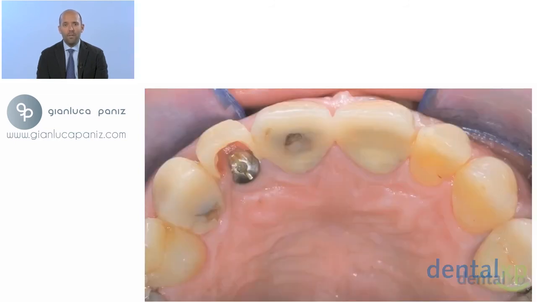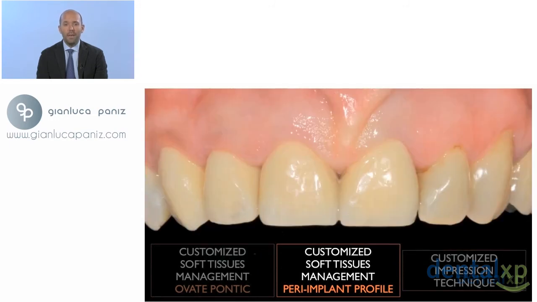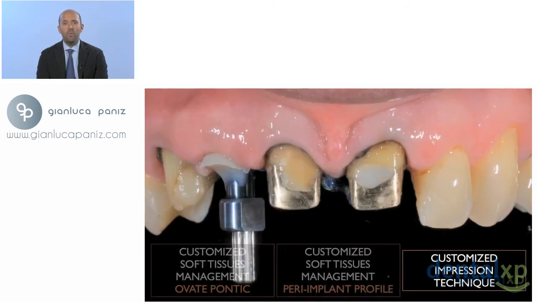We wait 4 months, we perform the implant stage 2, you can see the provisional that is getting worn during the period of osseointegration, and in this moment we connect our implant with our provisional restoration, customizing the management of the soft tissue over the implant. So we have the peri-implant profile that is becoming important at the provisional restoration stage. We leave this provisional for about 2 to 3 months in order to have a good maturation of the tissue, and then we go to the next step.